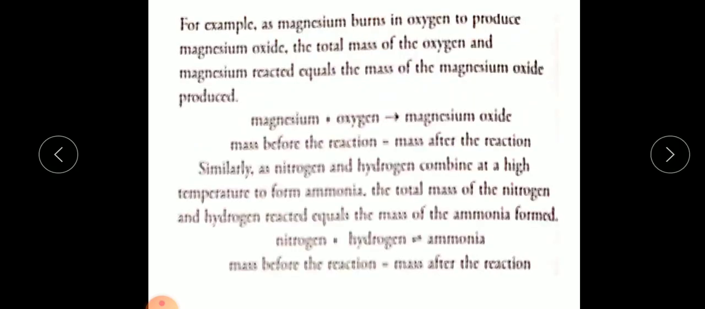Say for example, magnesium bonds with oxygen to produce magnesium oxide. The total mass of the oxygen and magnesium reacted equals the mass of the magnesium oxide produced. If you take the weight of these two together before the reaction, and the weight after magnesium oxide forms, you'll find the mass before the reaction is equal to the mass after. Similarly, when nitrogen and hydrogen combine at a high temperature to form ammonia, the total mass of nitrogen and hydrogen reacted equals the mass of the ammonia formed. So the mass before the reaction will be equal to the mass after the reaction.